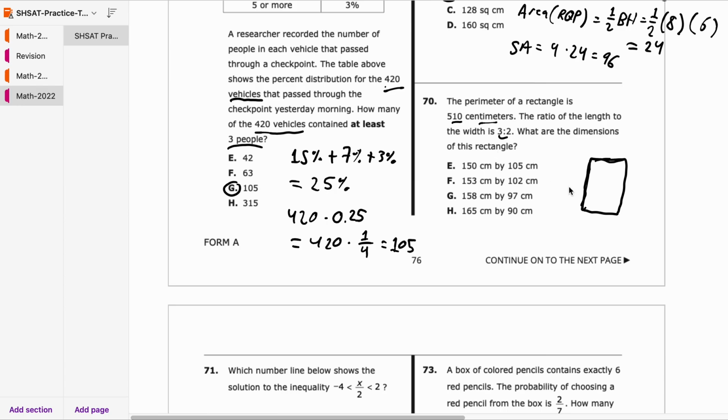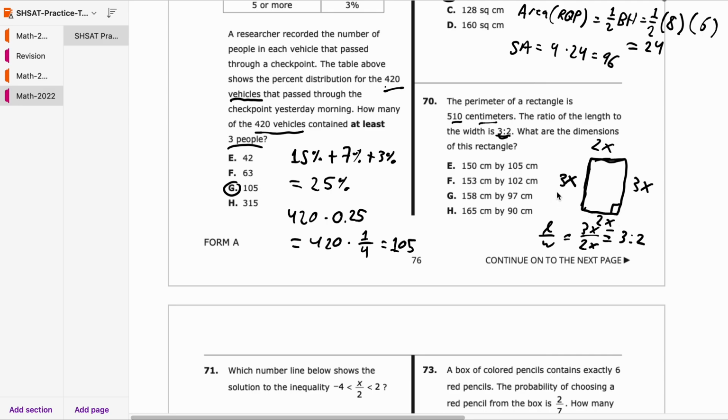So let's use this 3:2. I can say that the length is equal to 3x and the width is 2x, right? Because then the ratio of the length to the width is going to be 3x over 2x, which is equivalent to that 3:2 ratio. So x is some arbitrary number that we have to solve for. So if the length is 3x, then this length here is 3x and this is 2x.